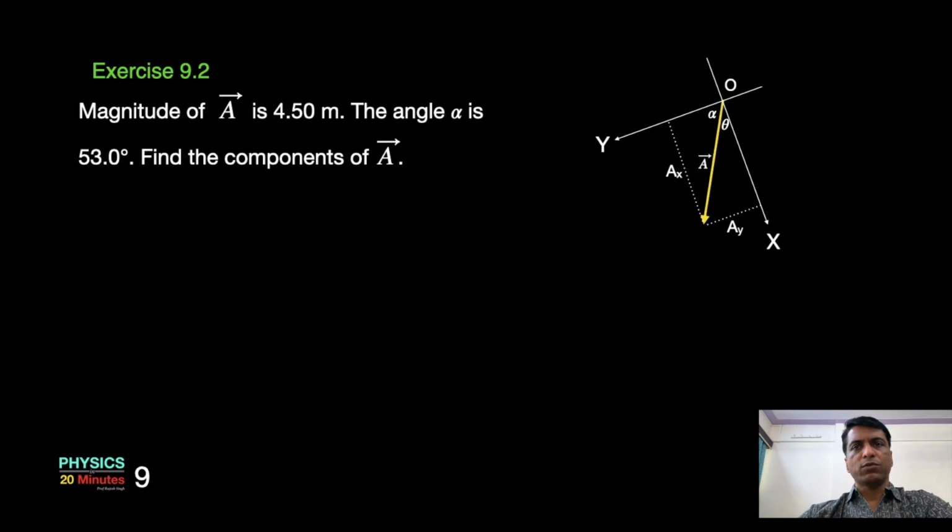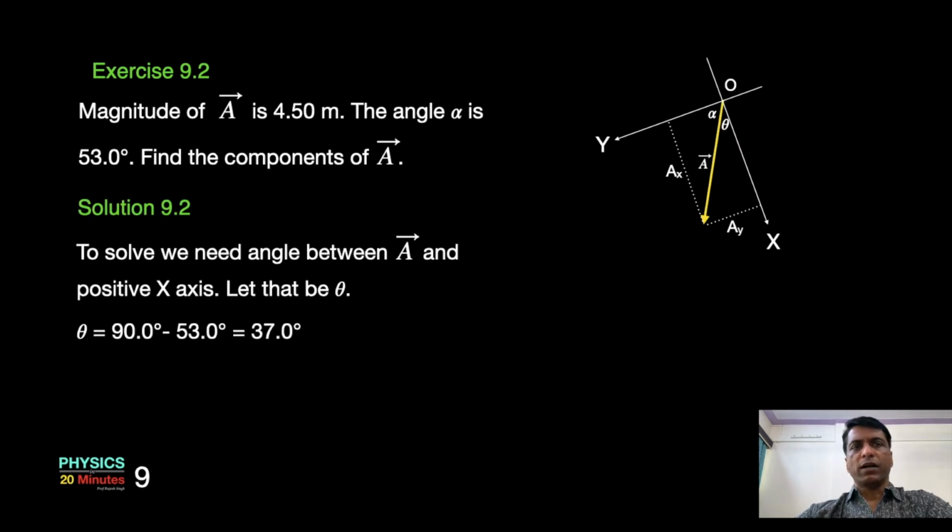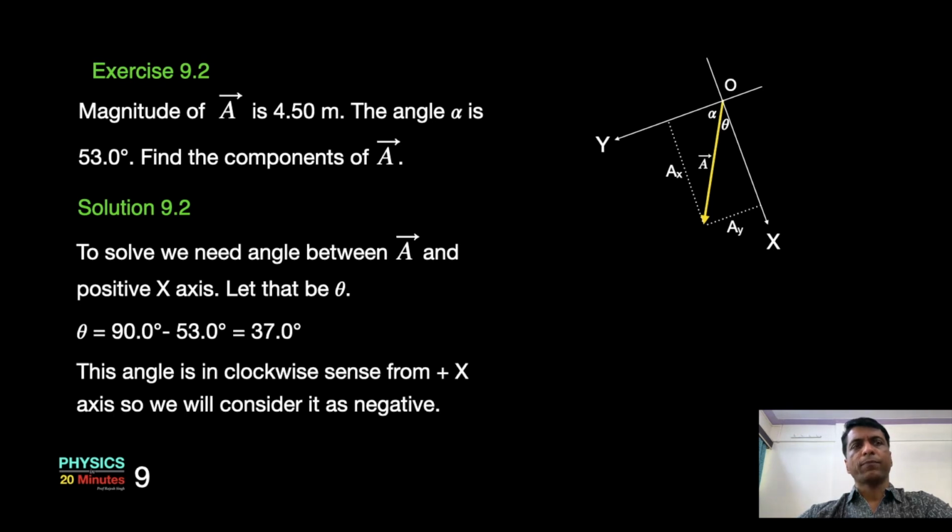We need the angle between vector A and x axis. That can be obtained by subtracting 53 degrees from 90. So let that angle be theta, and it will be 37 degrees. You will see in the diagram that this angle theta is now in a counterclockwise sense from the x-axis. So this angle will be considered as negative.